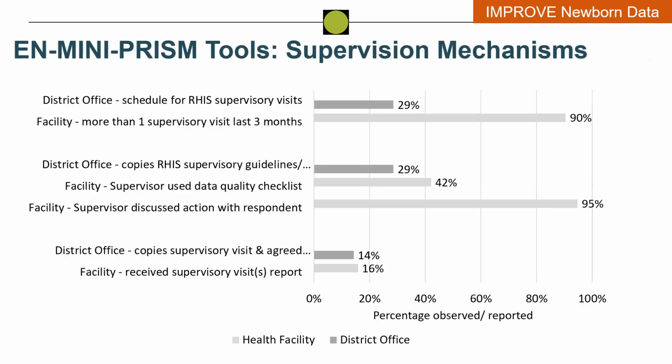Less than 1/3 of the district offices have a schedule for RHIS visits, and copies of supervision guidelines exist at the district level offices. If we look at the facility level, more than 90% of the facilities had a supervision visit in the last 3 months. However, only less than half of them reported that data quality was checked during the supervision visits.